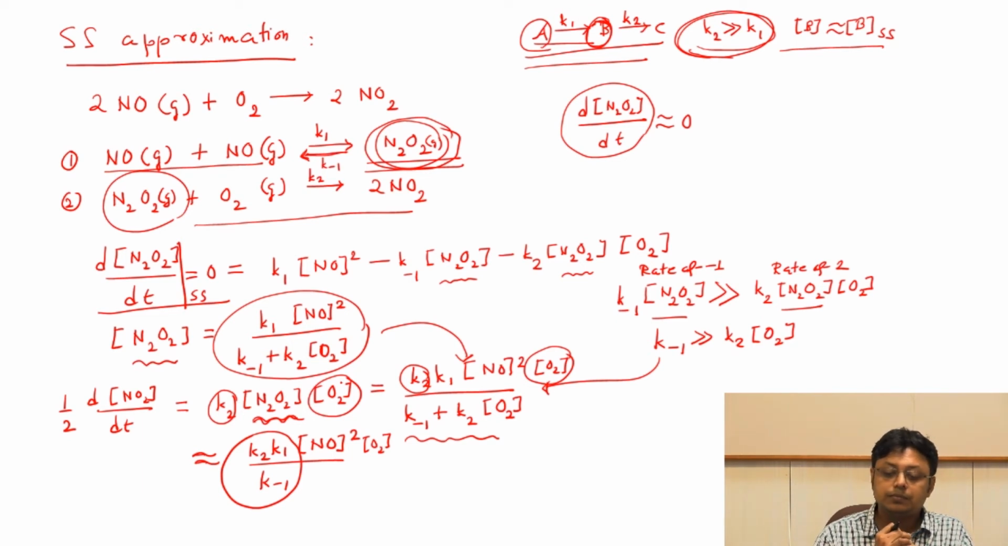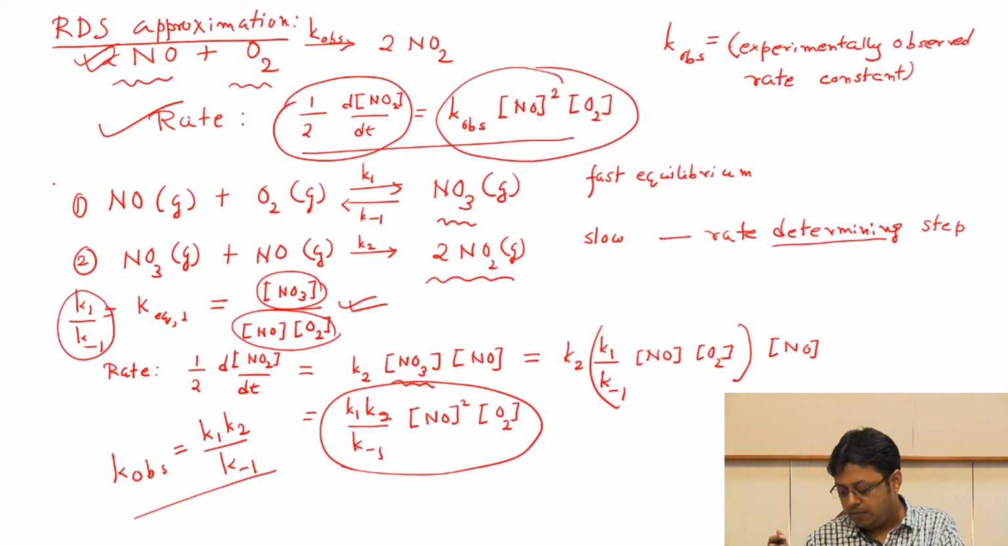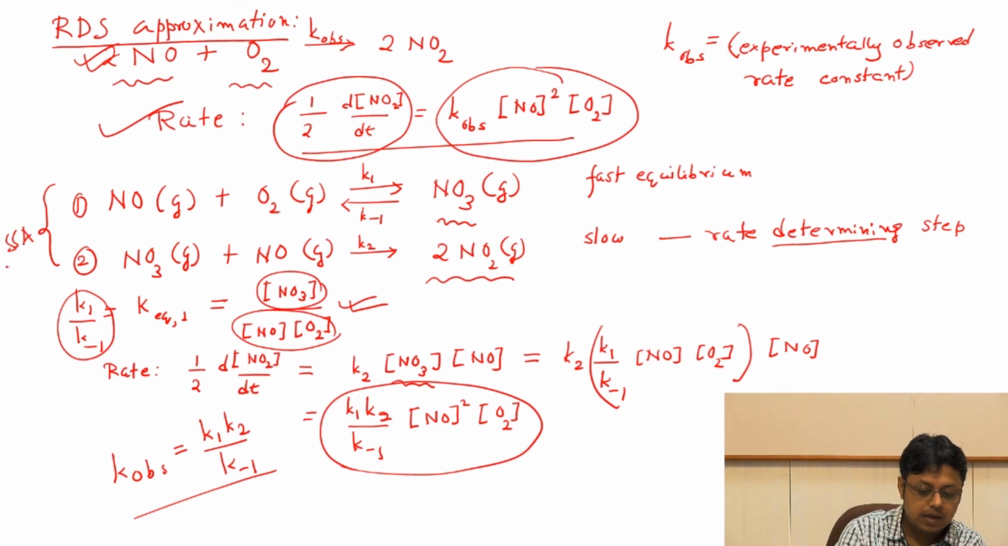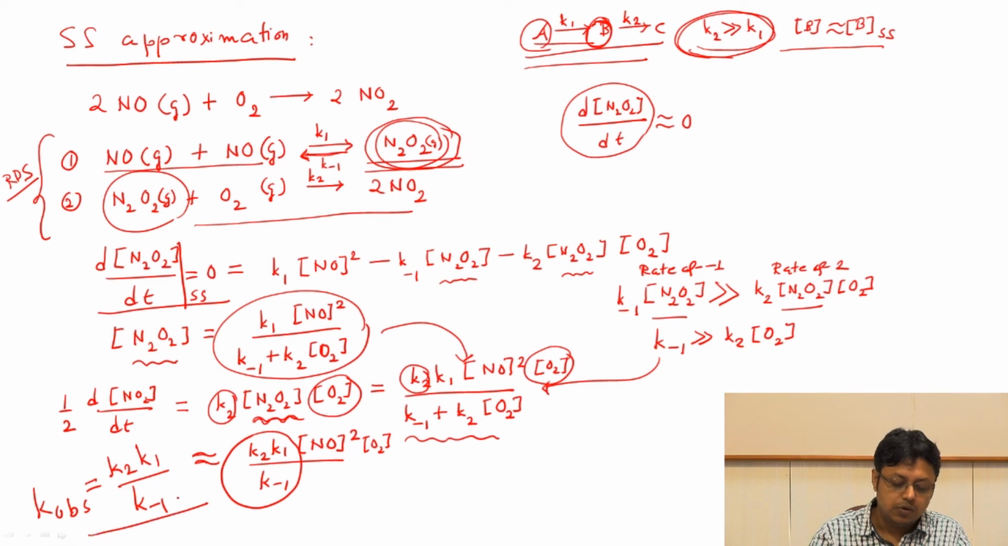Now you can ask this question: if you take these two steps and apply the rate determining step approximation, or if you go back and take this mechanism and apply the steady state approximation, what do you get? You can actually work it out and see how you can recover a similar rate law. So work it out by yourself and see whether you are getting the same or similar rate law, and also whether you are getting the observed rate constant as a combination of K2, K1 by K minus 1, which are the rate constants for the elementary steps.